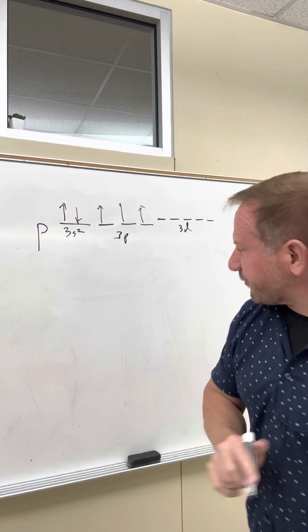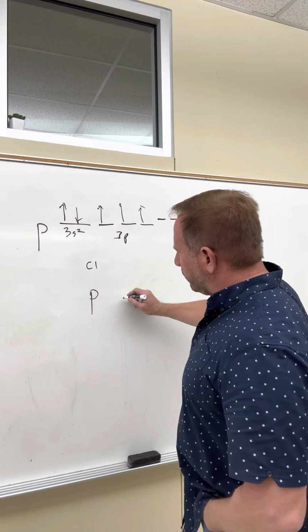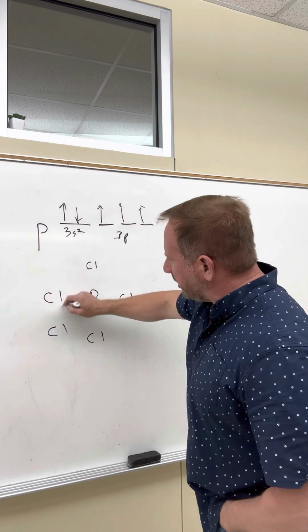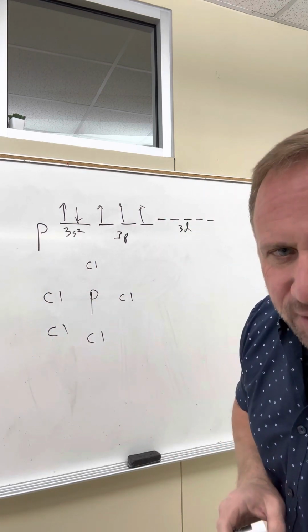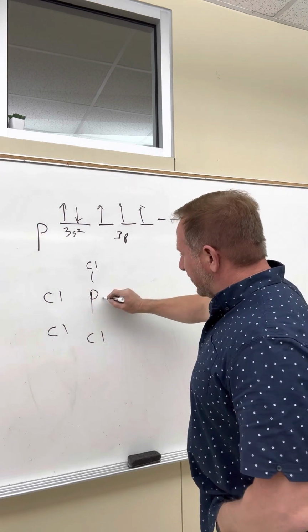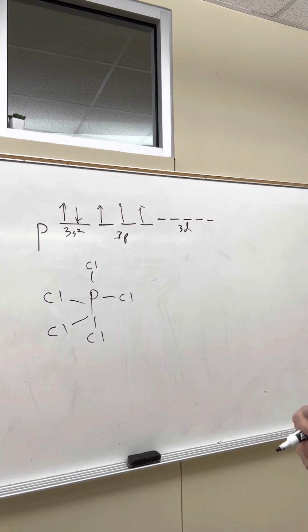So now we look at phosphorus. And phosphorus says, oh, hey, this chlorine wants to play with me, and they want to share electrons. How in the world could we get 5 bonds of phosphorus to bond with that chlorine?